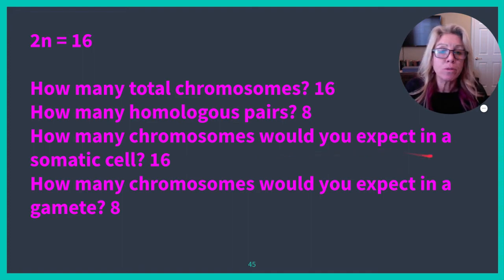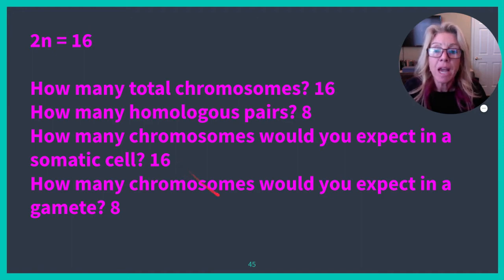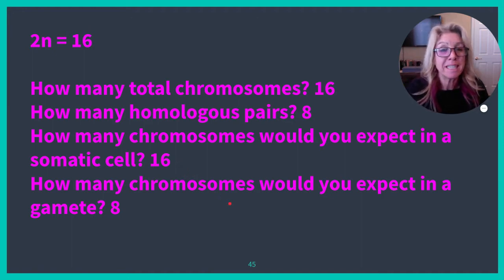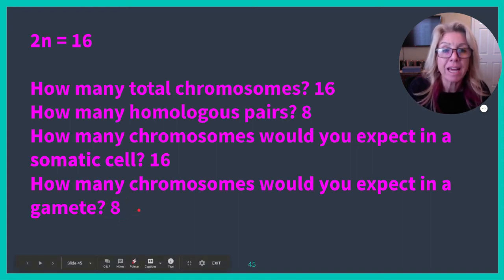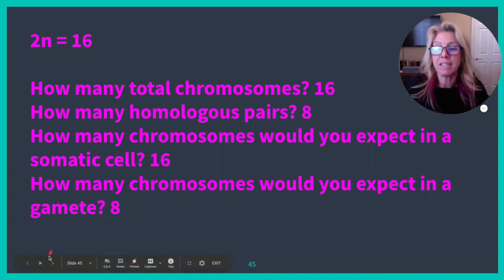How many chromosomes would you expect in a somatic cell? Well, this is a somatic or body cell, so you would expect 16. How many chromosomes would you expect in a gamete? Gamete would have 8, right? It would have 8 chromosomes. 8 plus 8 would be then 16 in the developing zygote.